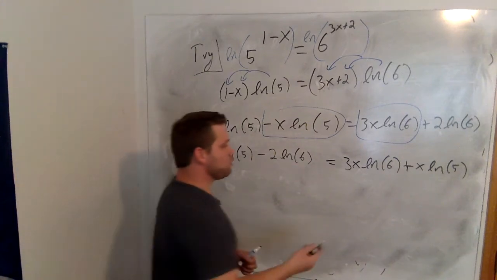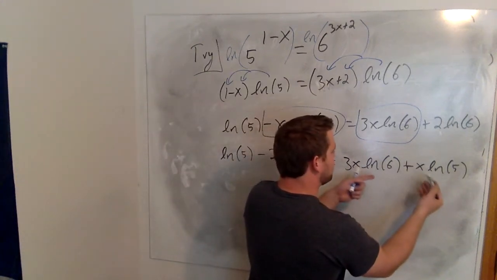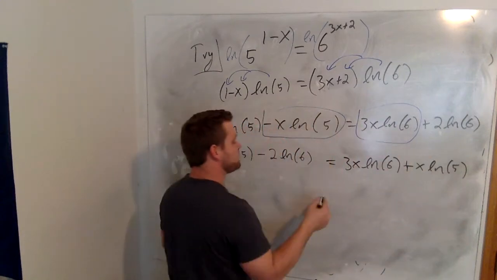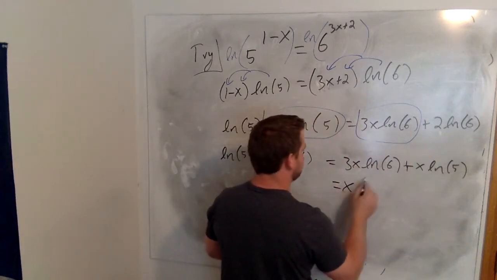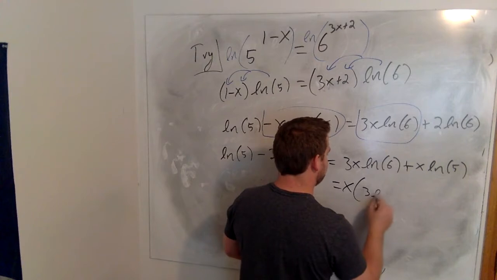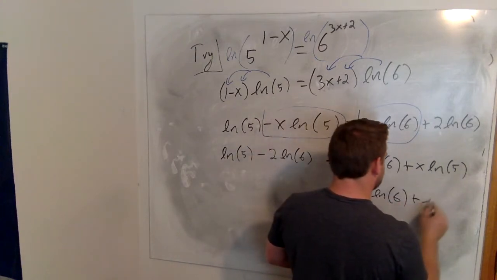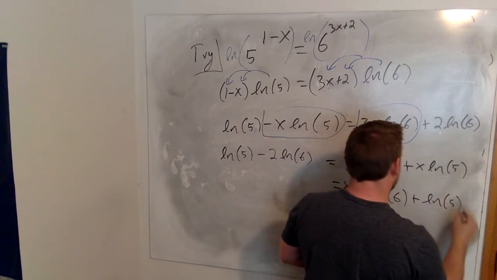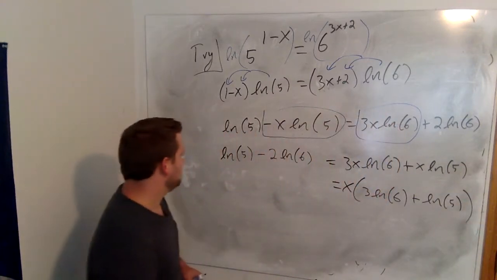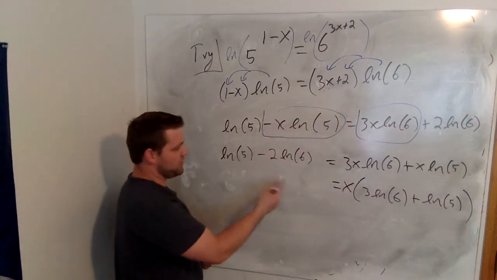Okay, why was this so great? Because now that I have my x terms on one side, I can factor out the common x. So factoring out that x, we'll be left with 3 times the natural log of 6 plus the natural log of 5. Okay, and over here we'll have the same thing.